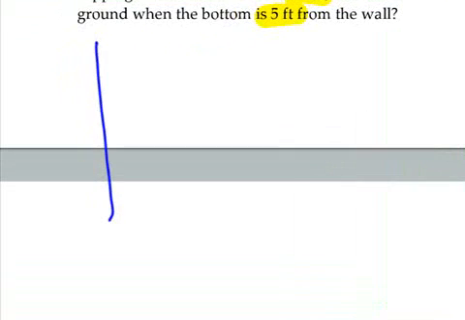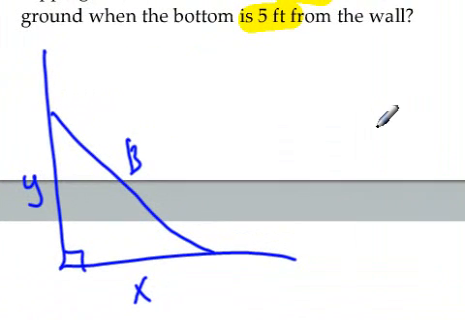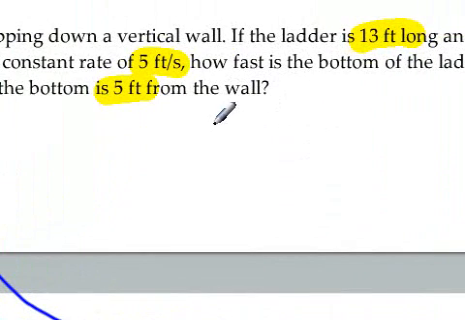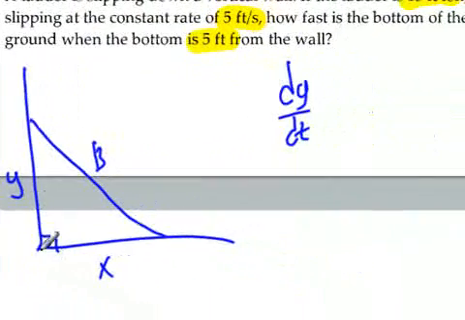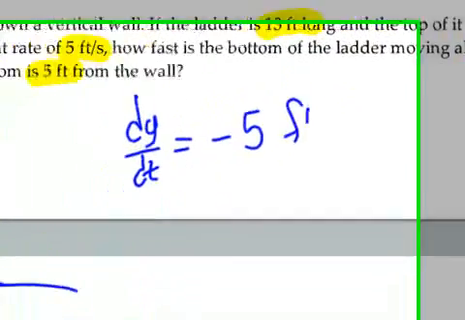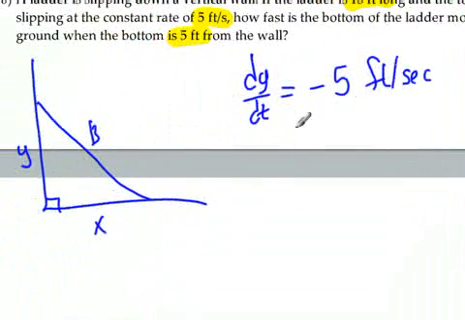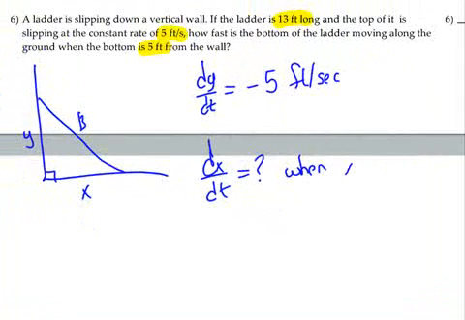We've got a wall, the ground, our 13-foot ladder. We'll call this distance y, this distance x. We're going to assume that the wall and the ground are perpendicular. We're told that dy/dt, the distance that the ladder is up the wall, is decreasing, so that's negative, at a rate of 5 feet per second. And we're asked to find dx/dt, how fast is the bottom moving away from the wall. How fast is that when x is 5?